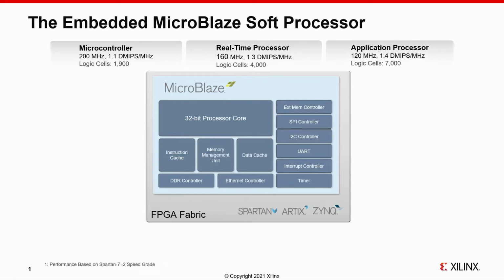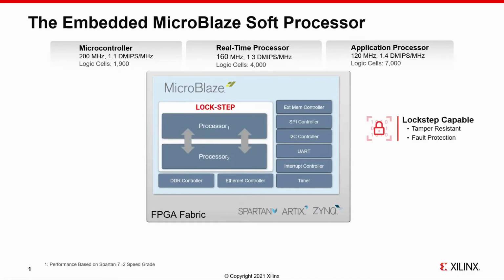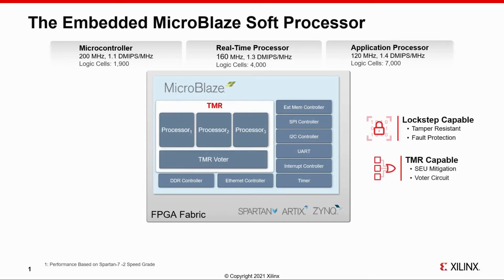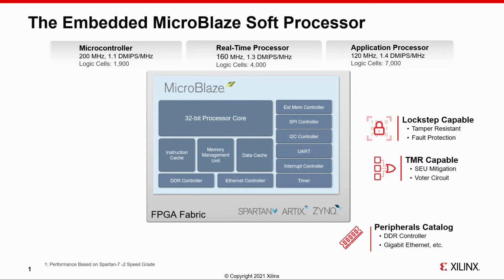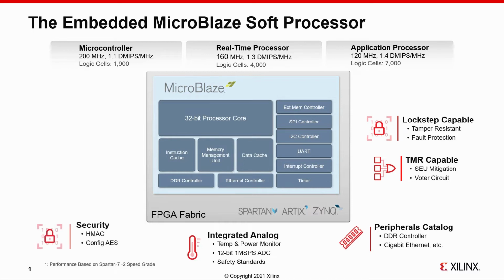MicroBlaze has many features that make it scalable and flexible. It's lockstep capable for runtime monitoring of code. It's also capable of triple module redundancy, or TMR technology, for single event upset, or SEU mitigation in safety-critical applications. And one of the most powerful features is the ability to customize for any peripherals using our vast IP catalog. Our devices also support integrated analog mixed signal, or AMS functionality for temperature and power monitoring, as well as security using HMAC and AES for bitstream encryption and authentication.